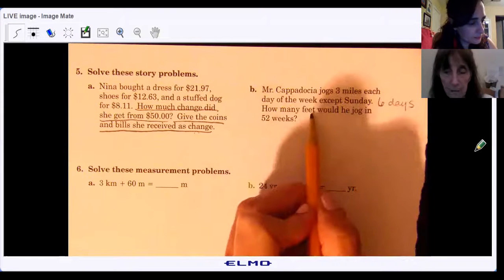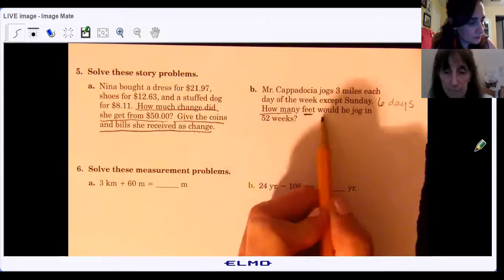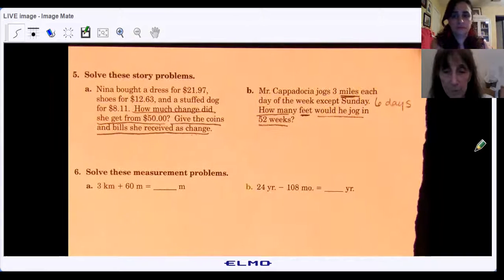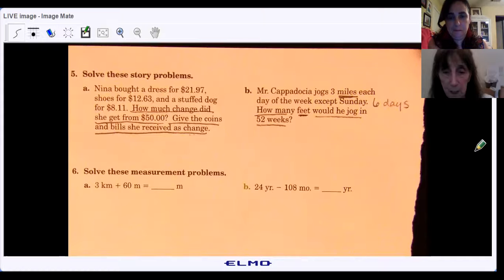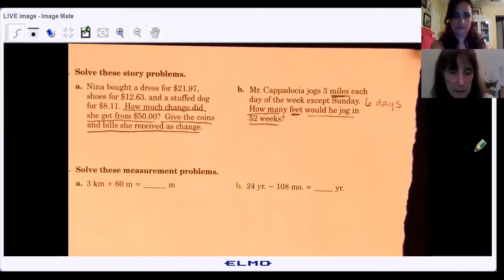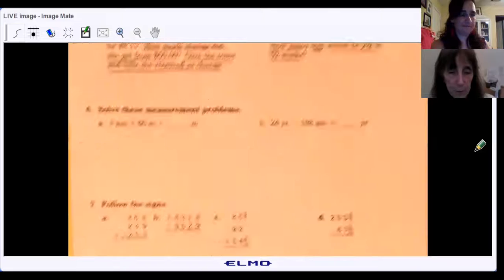All right, miles to feet, you're going to switch it. How many feet would he jog in 52 weeks if he goes 3 miles each day, except Sunday? All right, now solve the measurement problems. You know how to do that.